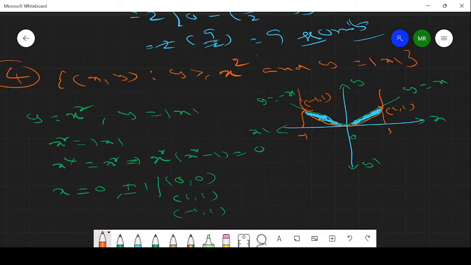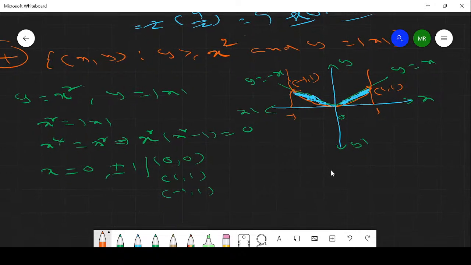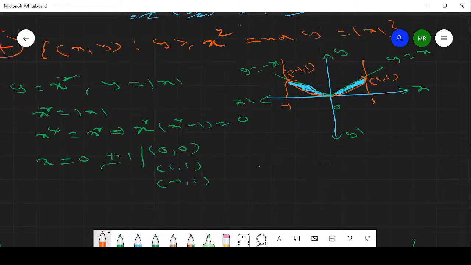But again, this graph is symmetric with respect to the y-axis. Then the required area is equal to 2 times the area from 0 to 1. From 0 to 1, the upper curve is y equal to x. I can write upper curve y equal to x minus lower curve, which is the parabola y equal to x square. So this is the equation.